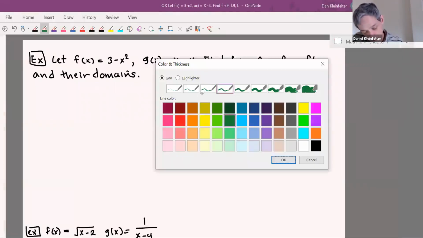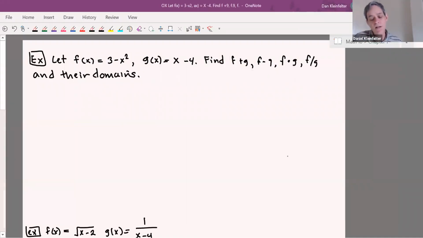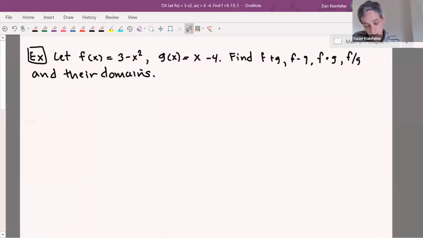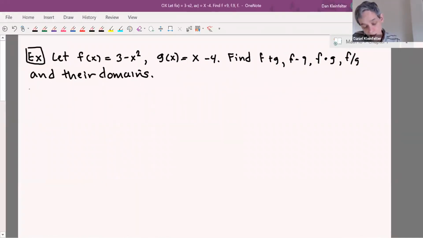Here we have two functions. f is going to be 3 minus x squared. g will be x minus 4. We're to find f plus g, f minus g, f times g, and f divided by g, along with their domains. So let's go with f plus g first.